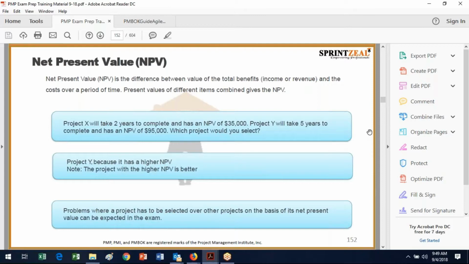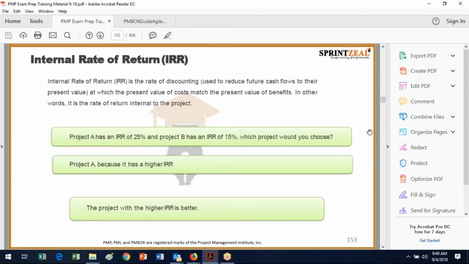Okay, next is internal rate of return. And internal rate of return is discounted cash flows, kind of like an interest rate. And so basically, if you have the choice between an internal rate of return of 25% or an internal rate of 15%, you'd choose 25% because it's bigger. So for internal rate of return, bigger is better.